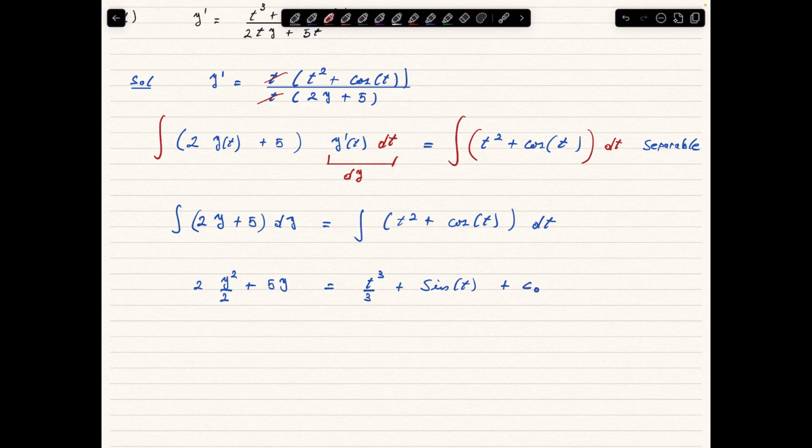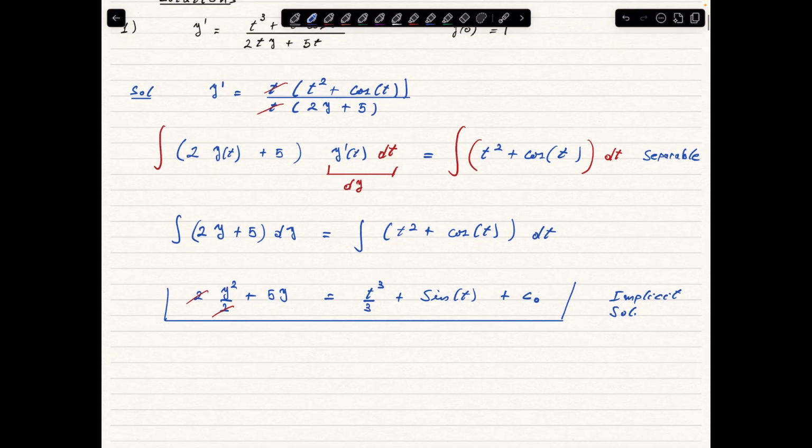And of course we can simplify these two terms from here, and that is a nice implicit form of the solution. We have solved the differential equation, and this is an implicit solution.